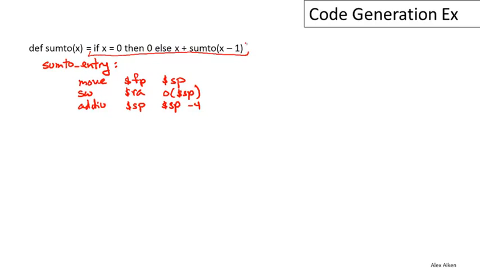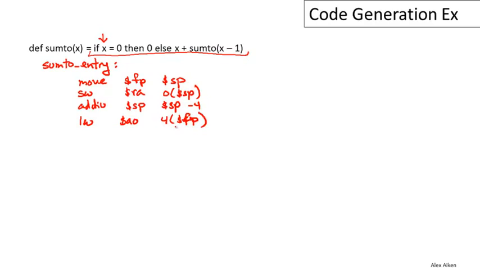Now we have to generate code for this if-then-else. The very first thing, if you go back and look at the code for if-then-else, is to generate code for the first sub-expression of the predicate. So we're going to generate code for x, and that's really easy. Remember, generating code for a variable just looks up the variable at the correct offset from the frame pointer.